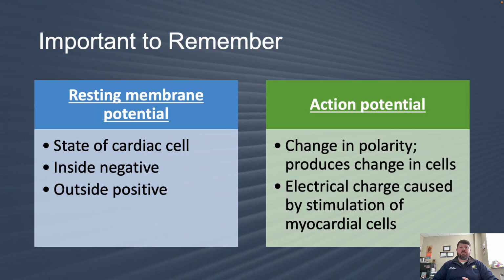So again, remember, repetition leads to remembrance. Resting membrane potential is the state of the cardiac cell where the inside is negative and the outside is positive. And during action potential, you have a change in dipoles. You have depolarization. The change in polarity produces a change in the cells. The inside of the cell becomes more positively charged because sodium has rushed into the cell and potassium has moved out. The electrical charge is caused by the stimulation of myocardial cells.